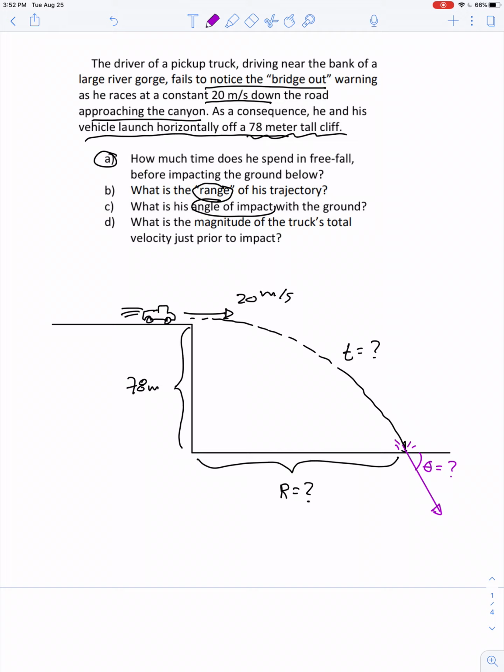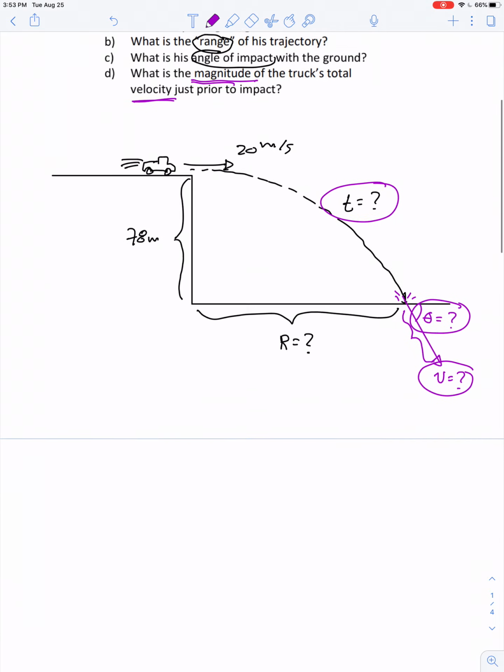And finally, what's the magnitude of the total velocity, which is really like asking, what would the length of this vector be? What's the value of the speed, right? The magnitude of the velocity can be interpreted as the speed. If you give the magnitude and the direction, then you're giving all the information about velocity. So we really will have all the information about velocity because we'll give the magnitude and we'll have solved for the angle. So let's take it one step at a time, figure out what's the time of flight.